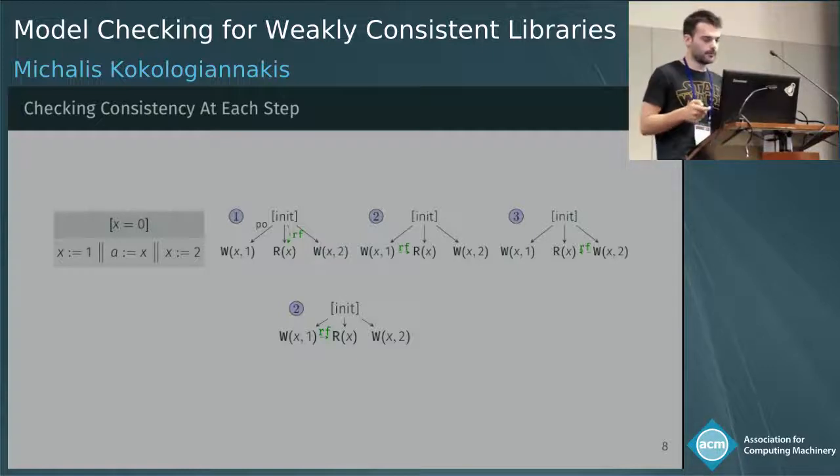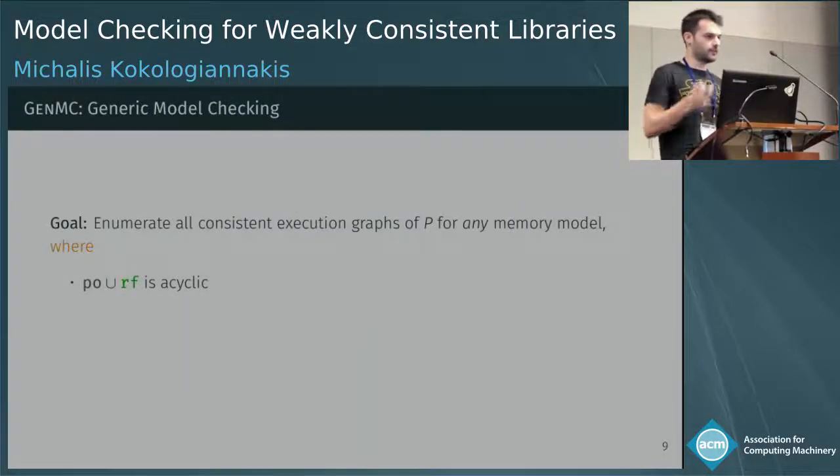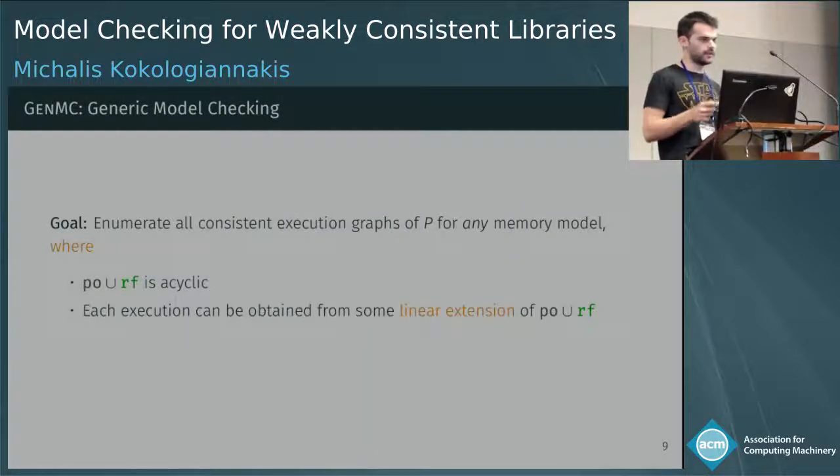Now, in order to be able to incrementally generate the graphs, we need another assumption from the memory model. We need to know that each execution can be obtained following some linear extension of PO union RF. What this linear extension says is that before you add each event in your graph, you should have added its predecessor in the same thread. And if you're about to add a read, you should have also added the place where it's reading from.